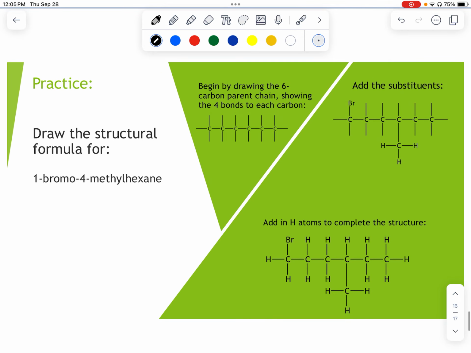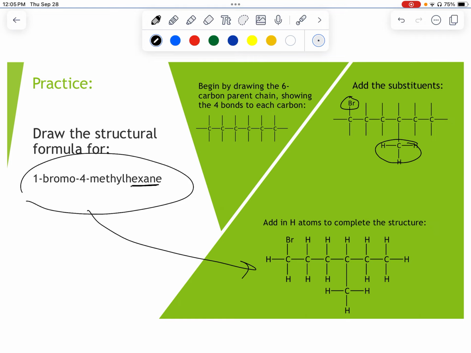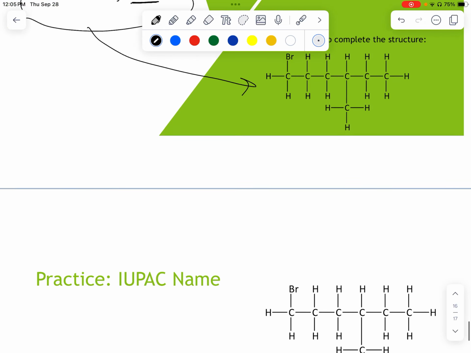Now we can go back the other way, right? We're going to have to draw them from the names. So we've got hexane at the end, which means we're going to start with our 6-carbon parent chain. The next step is to add those substituents. In this case, it's bromine and a methyl group at carbon number 1 and carbon number 4. I'll be honest with you, usually at this point you are reading left to right. It's just what you're used to. And then you want to add in all the other hydrogen atoms to complete the structure. So this one is 1-bromo 4-methyl hexane.